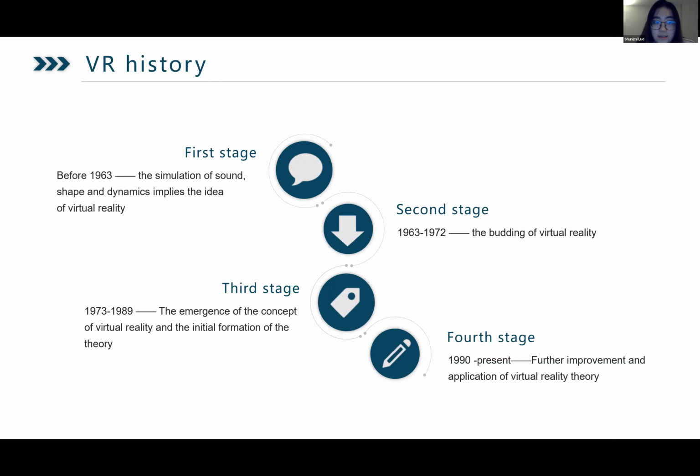In 1976, Dan and others developed the data glove. In 1984, NASA Research Center developed a virtual environment display for Mars exploration. The fourth stage is the 1990s to now. Since the 20th century, VR technology has developed, and the software development systems have been improved.